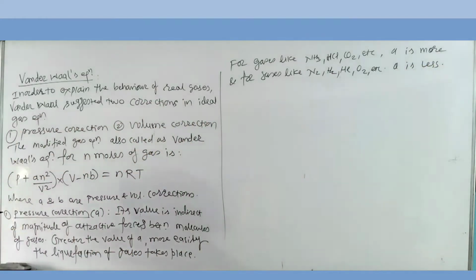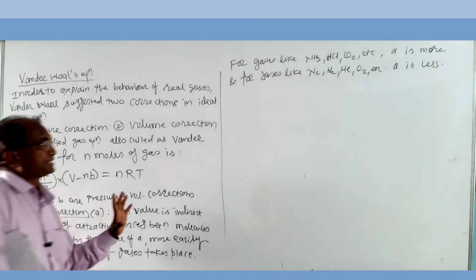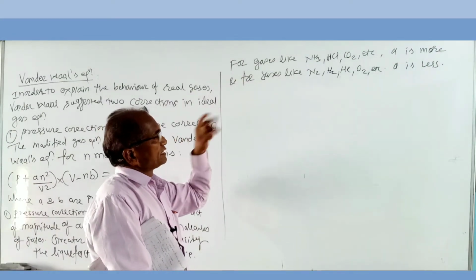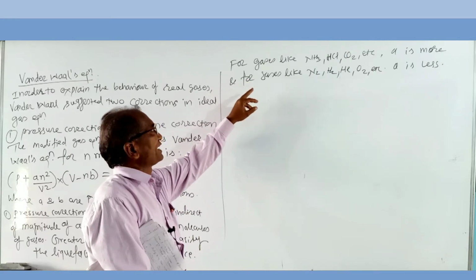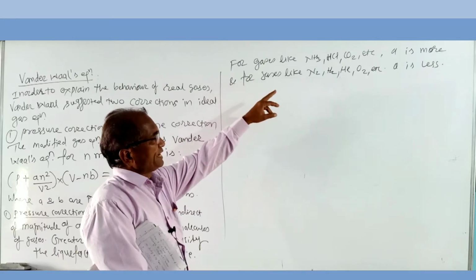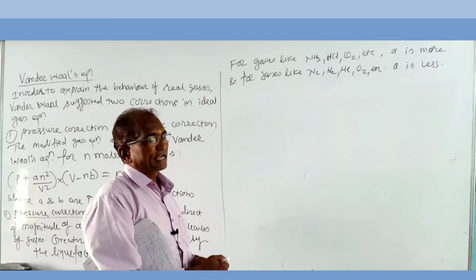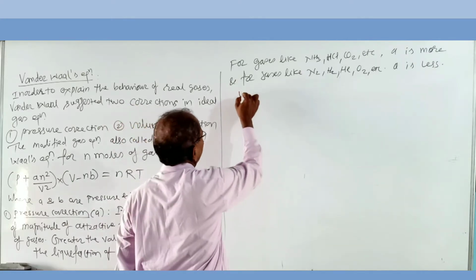Right? Next, the pressure correction a: its value is a direct measure of the magnitude of attractive forces between the molecules of gases. The greater the value of a, the more easily the liquefaction of gases takes place. For gases like NH3, HCl, CO2, a is more, therefore these gases can be easily liquefied. And for gases like N2, H2, He, O2, etc., a is less, therefore these gases cannot be easily liquefied.